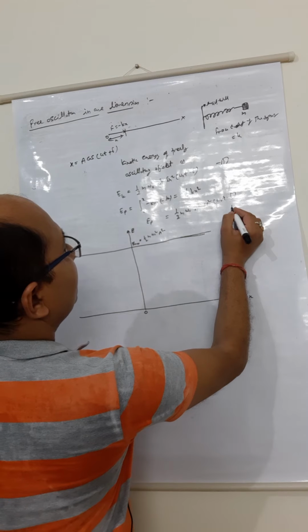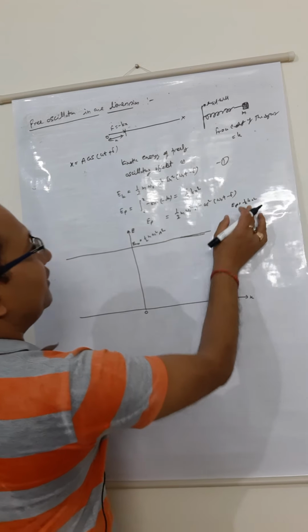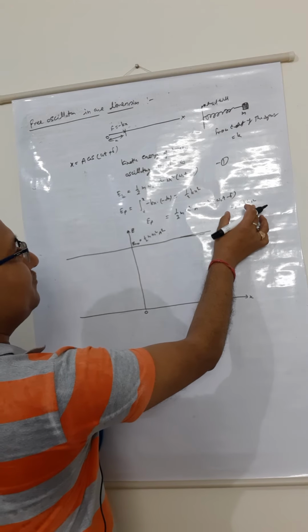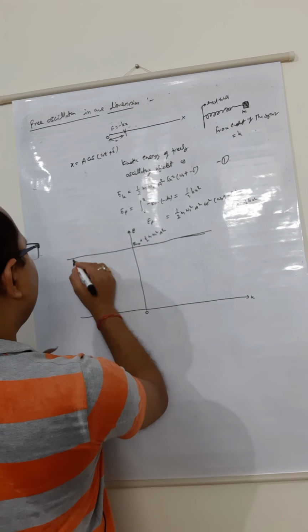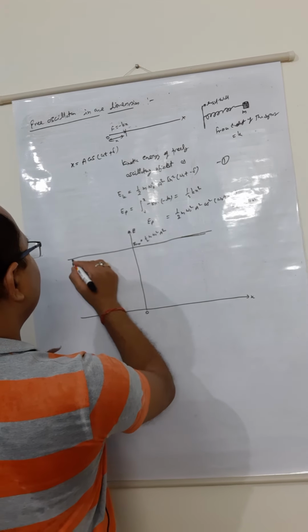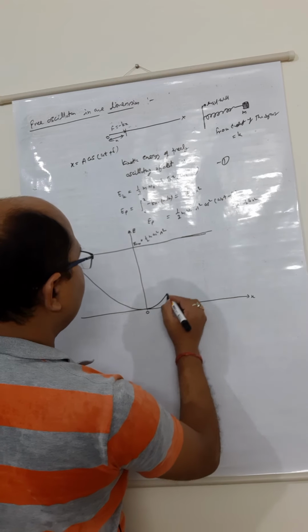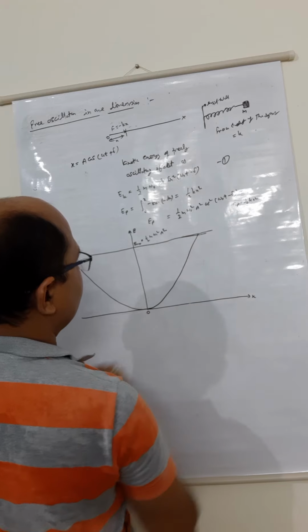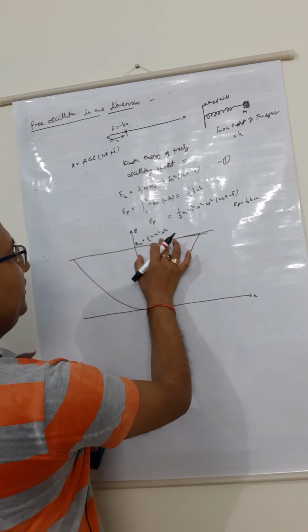Since E P is equal to 1 upon 2 kx square, it is a parabolic equation. It is the equation of a parabola. So potential energy can be represented as this, and its maximum value is also this potential energy.